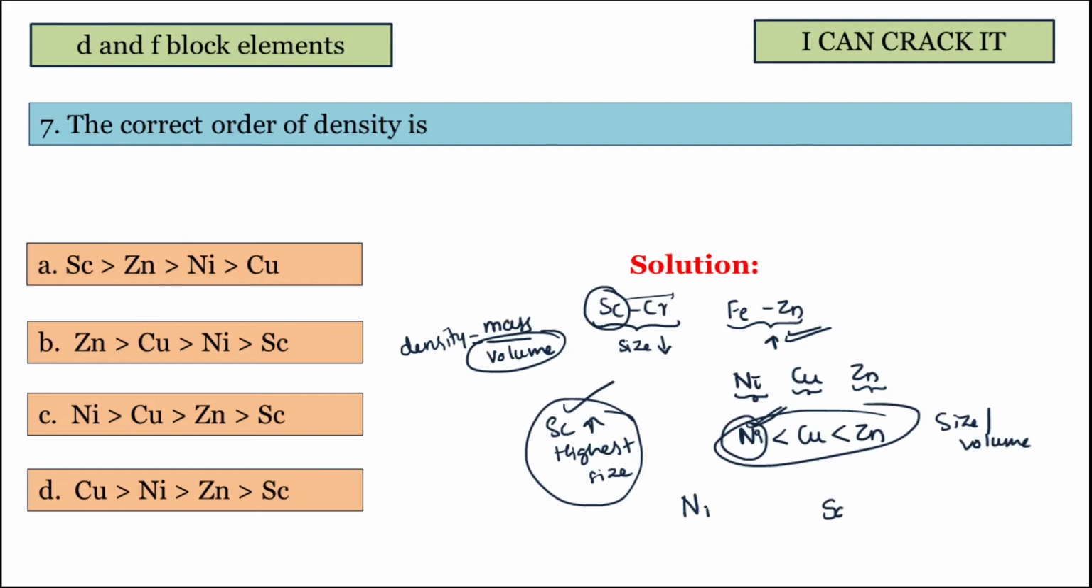So the order is what? Ni, Cu, Zn, Sc. Because Ni has less size, that is why it has more density. Ni, Cu, Zn, Sc. Which option? Option C. Right. In the first half of 3D series, size decreases. In the next half, it increases a little bit, but it is almost like a constant, not much increase.